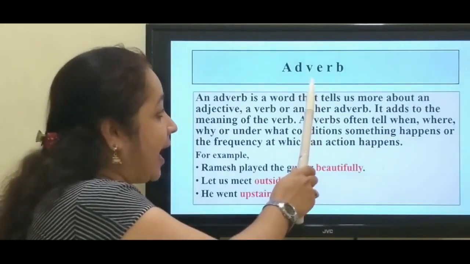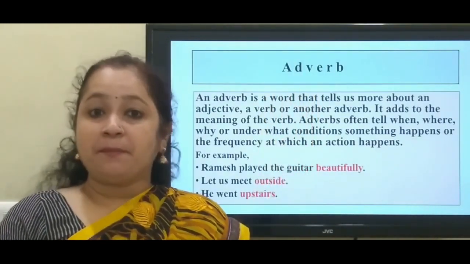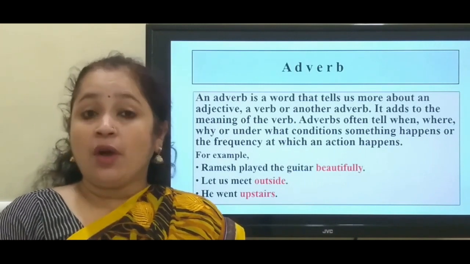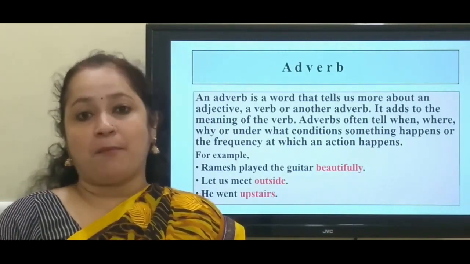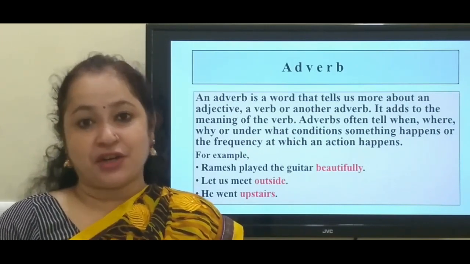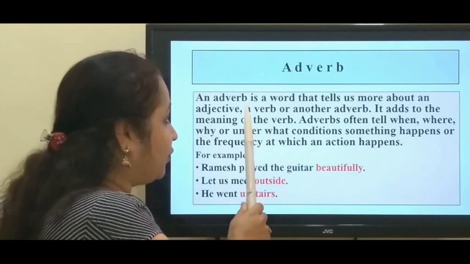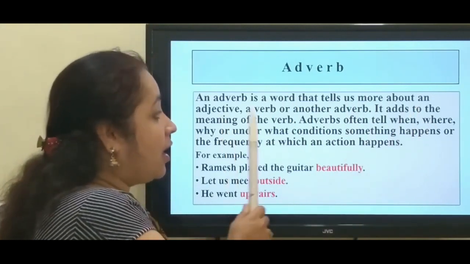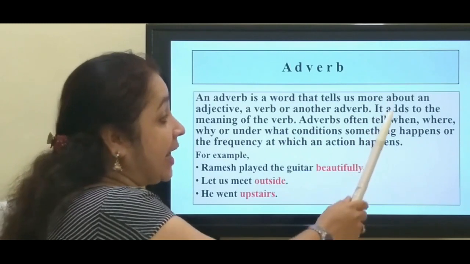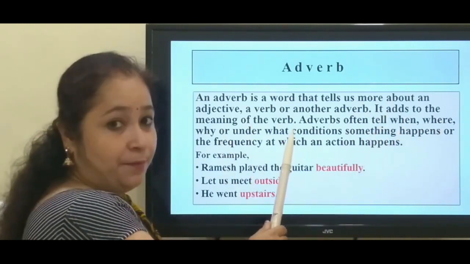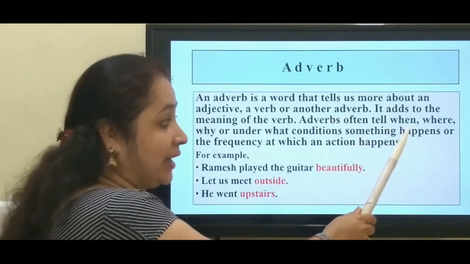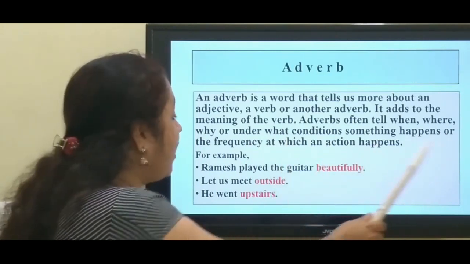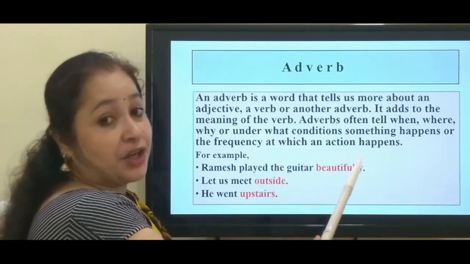Let's talk about adverb. We have already discussed the meaning of add. Add means to add something or to tell us more about. So, adverbs are words that tell us more about verbs. So, let us read the definition of adverb. An adverb is a word that tells us more about an adjective, a verb, or another adverb. It adds to the meaning of the verb. Adverbs often tell when, where, why, or under what conditions something happens, or the frequency at which an action happens.